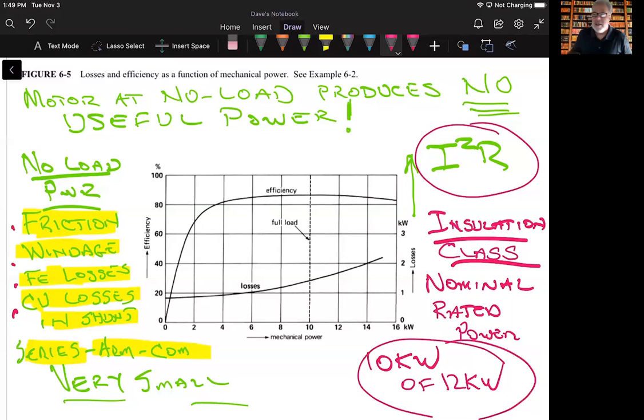Okay, so take away from this that the losses are a function of the load. There are these no load losses, and they're constant. They're basically the same regardless of the load. But when current starts to flow through the series armature and commutating poles, then I-squared R losses increase, and that is where the overall total losses increase in a loaded motor over a non-loaded motor.